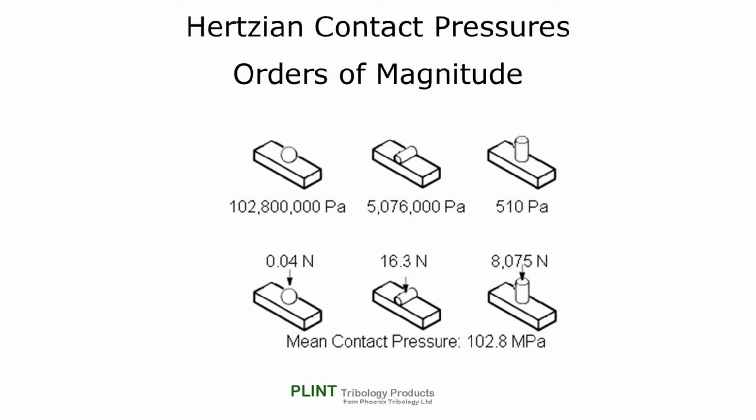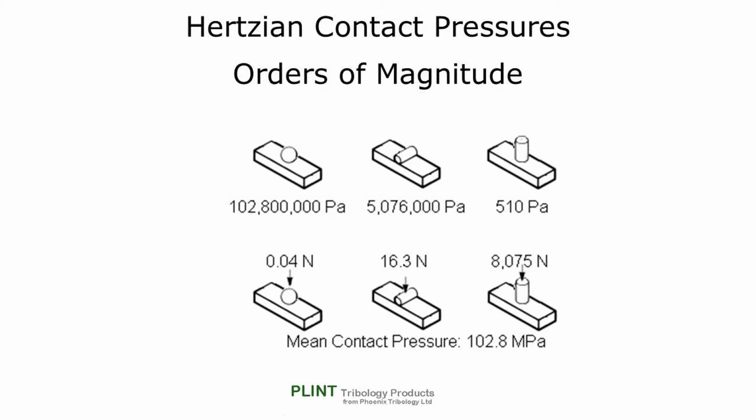This slide shows a simple illustration of the influence of contact geometry on mean contact pressure, in which we compare a 10mm steel ball on a flat with a 10mm diameter cylinder of the same mass in line or area contact. This means the cylinder will be 6.7mm long.